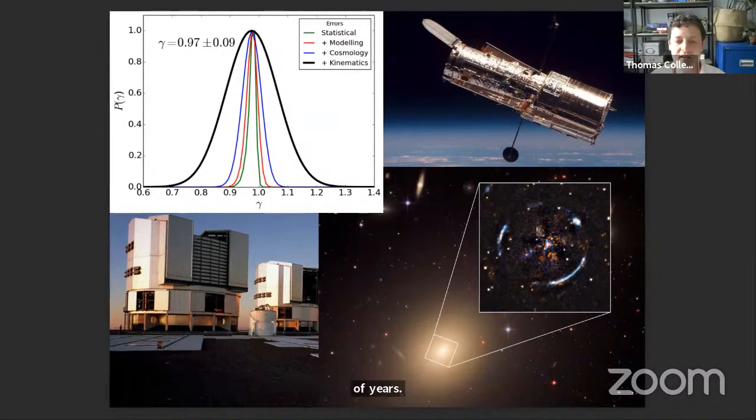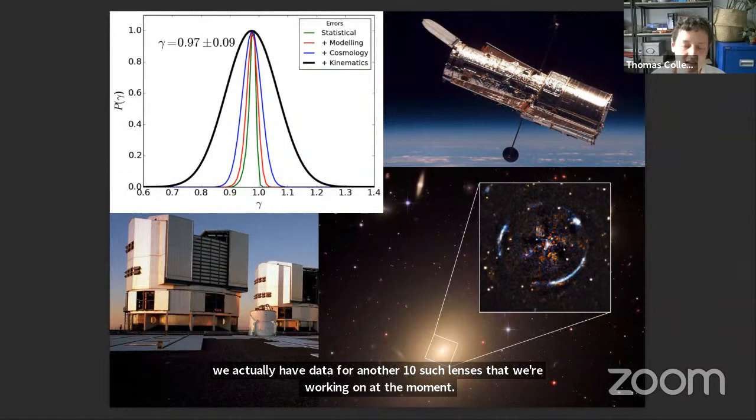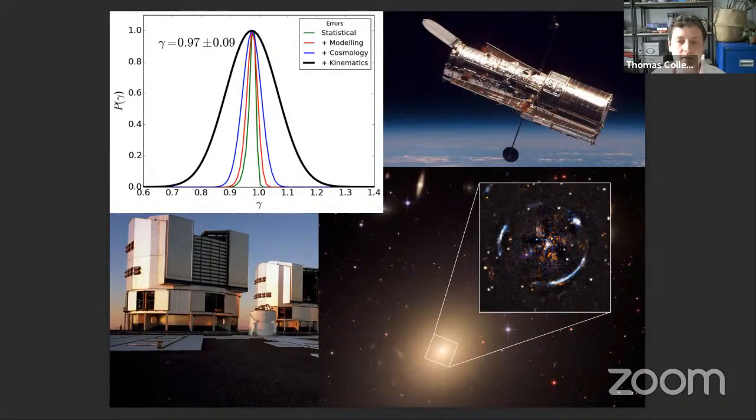So we actually have data for another 10 such lenses that we're working on at the moment, slightly more distant so that we can test different scales, but also to try and improve the precision of this measurement. So it's still ongoing.